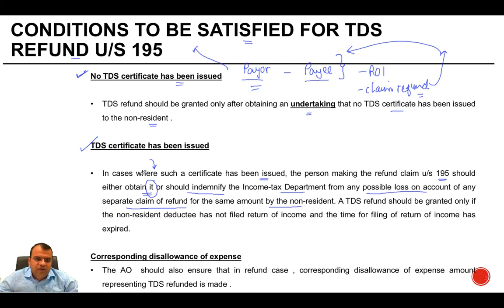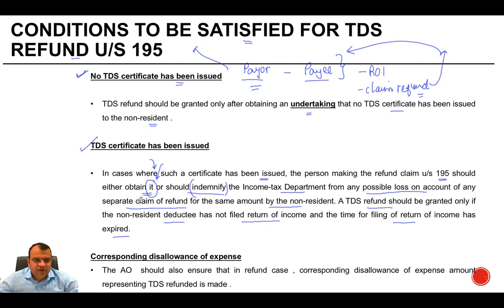Now, this would have been possible when the physical TDS certificates were issued. If it is an e-certificate, then in that case, obviously this will be a little bit of a challenge, right? So therefore, an indemnity bond has to be given to the effect that if tomorrow someone claims a refund of this amount, the resident will pay that TDS refund back to the government. A TDS refund should be granted only if the non-resident deductee has not filed the return of income and the time of filing of return of income has expired.